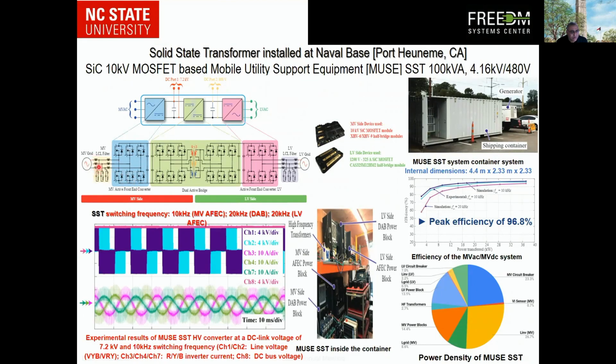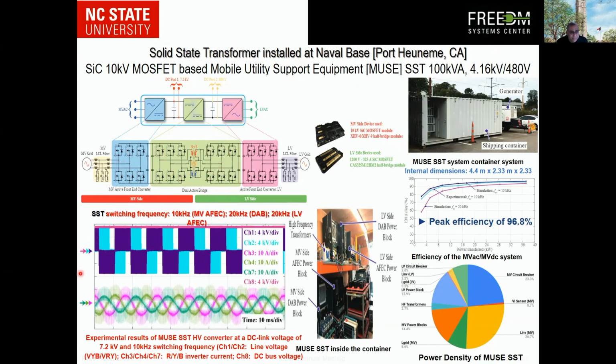So we have a medium voltage grid and a front-end converter, an active front-end with the 10 kV MOSFETs, a DC to DC converter, which is a dual active bridge, again with 2-level 3-phase, and then a low voltage side, which is deployed with 1200 volt devices. So here's the complete schematic. The AFE is switching at 10 kilohertz. The DC to DC DAB is switching at 20 kilohertz.